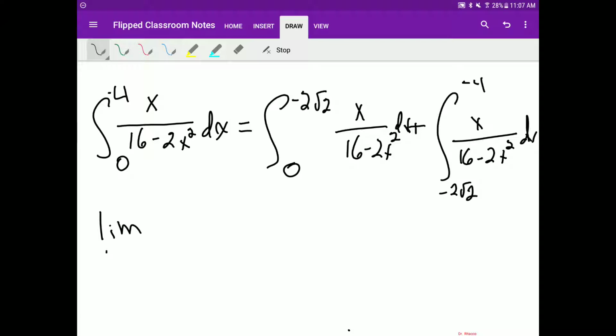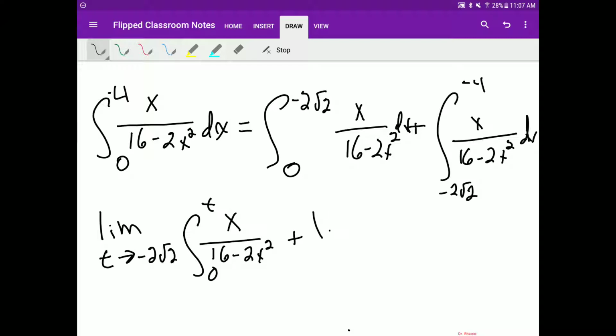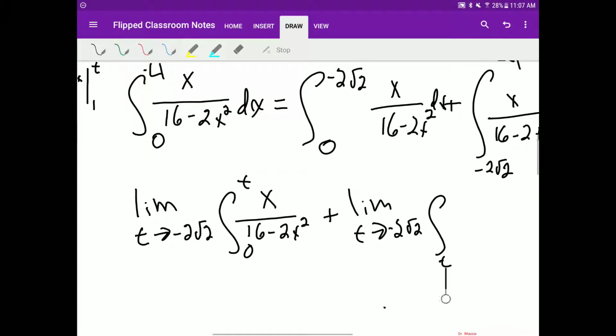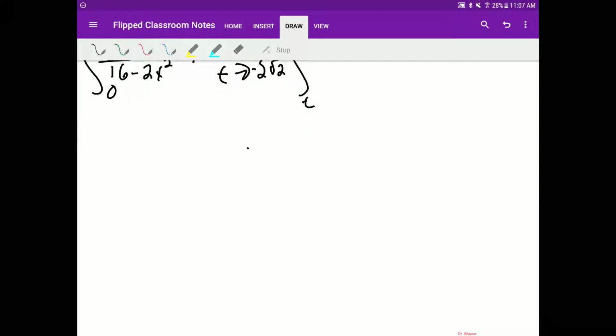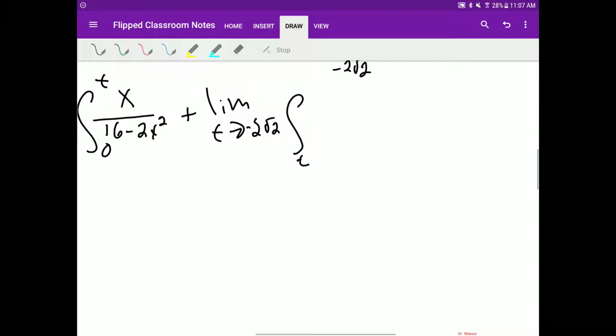So there's still an issue there as far as the function is concerned. So we're going to take the limit as t goes to -2 square root of 2 of the integral from 0 to t of x over 16 minus 2x squared, plus the limit as t goes to -2 square root of 2 of the integral of t. Oops, sorry. Whoa, all over the place. Let's get that back.